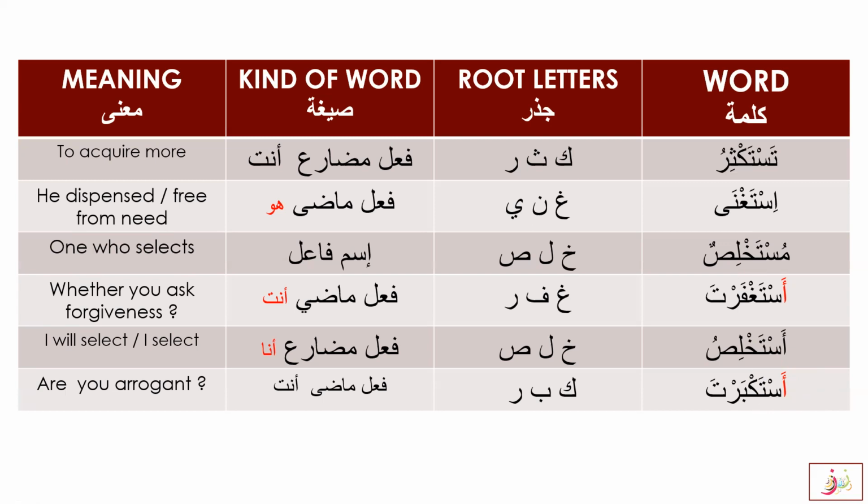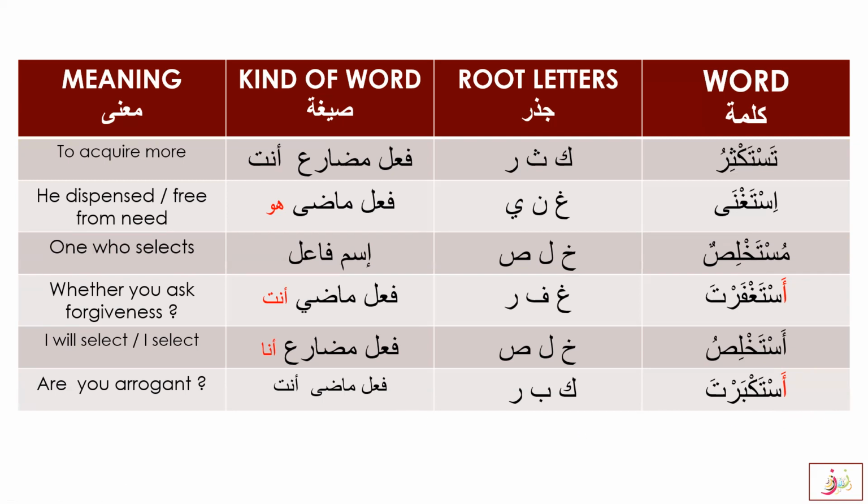Fa'il madi anta. Again, you remember istaghfara is the fa'il madi form huwa. استغفر هما استغفرا هم استغفروا هي استغفرت. The sukun is telling us that it is the hiya version. هما استغفرتا هن استغفرنا. أنت استغفرت. So this Hamza of the istakbarta is dropped, and because two Hamzas cannot remain together, we will drop this, and the question harf will remain here. Astakbarta. Fa'il madi anta, are you arrogant?